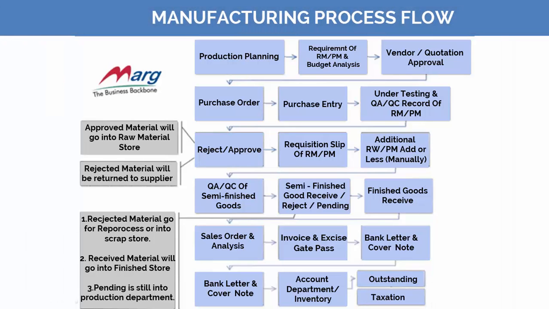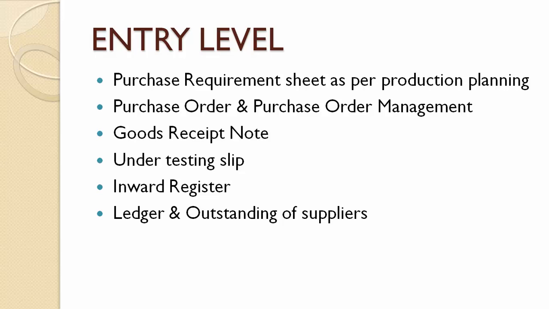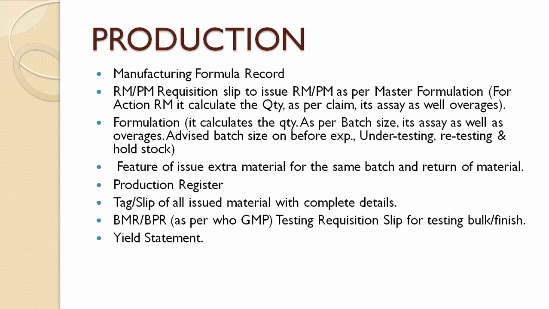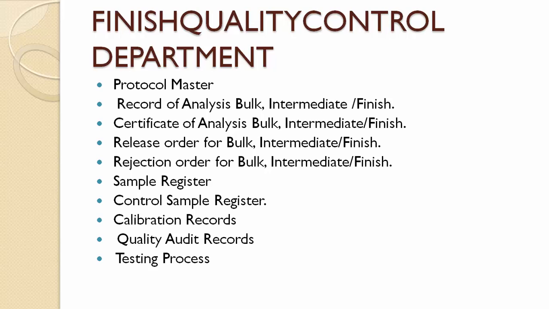Now let's understand what is required at which process and what is needed at each level. At entry level we need these things: purchase requirement sheet as per production planning, purchase order and purchase order management, goods receipt note, under testing slip, inward register and ledger, and outstanding of suppliers. And in the quality control department these things are required: testing requisition slip, certificate, rejection list, rejection order, and approved and rejection list. And in the production department these things are needed. And these are the requirements of the finished quality control department. So these are the requirements and the complete process of a manufacturing unit.